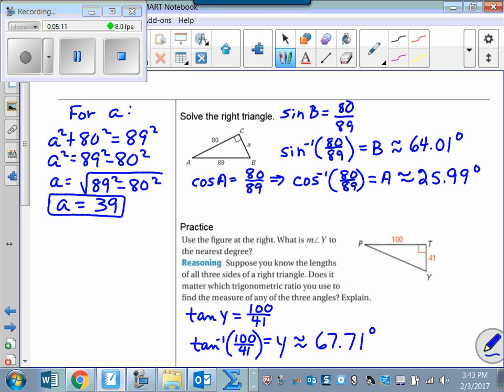All three integers? Yes, indeed. So maybe add that one to your list. Probably won't see that very often, though. All right, and if I want to find, I guess it looks like I started with angle B.